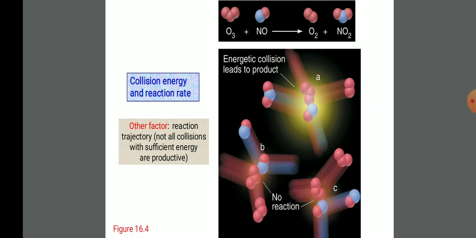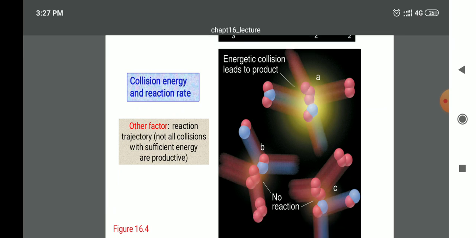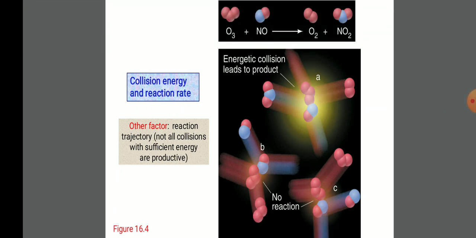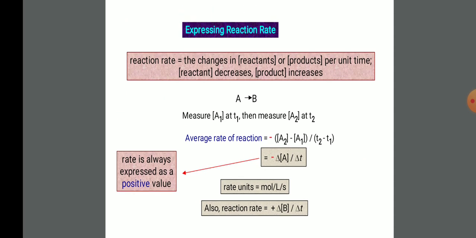Next, collision energy and reaction rate. The other factor for the collision is the orientation or trajectory of the reaction. Not all collisions with sufficient energy produce a reaction. The diagram shows collision energy and reaction rate for O3, ozone, plus NO, nitric oxide, to give O2 plus NO2. Therefore, the effective energetic collision leads to product. And the last one is no reaction for the ineffective collisions.